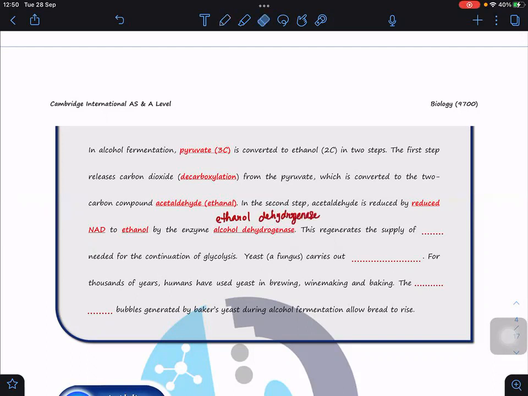So this process helps us to regenerate the supplies of NAD plus needed for the continuation of glycolysis, so that therefore we can continue to produce a small number of ATP. So yeast carry out this alcohol fermentation. For thousands of years, humans have used the yeast in brewing, wine making, and baking. The carbon dioxide bubbles generated by baker's yeast during alcohol fermentation allow the bread to rise.